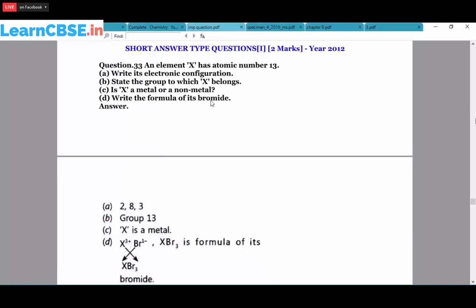Write the formula of its bromide. X has a plus 3 charge because it loses 3 electrons, and the bromide ion has a negative 1 charge because it is in group 17. So we have to cross multiply. XBr3 is the formula for its bromide.